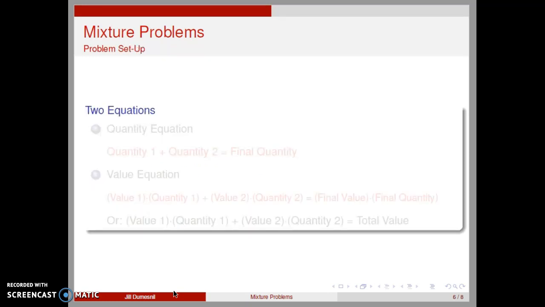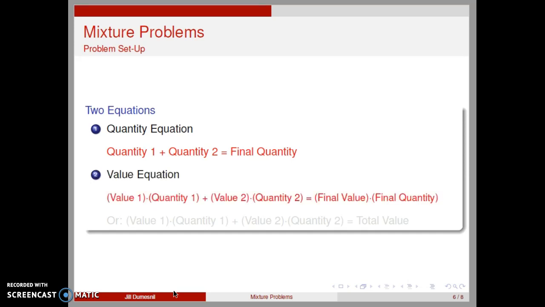To set up a mixture problem, I use two equations. A quantity equation that has the form quantity 1 plus quantity 2 equals a final quantity, and a value equation that has the form value 1 times quantity 1 plus value 2 times quantity 2 equals the final value times the final quantity. Or it may have the total value given in place of the final value times the final quantity.